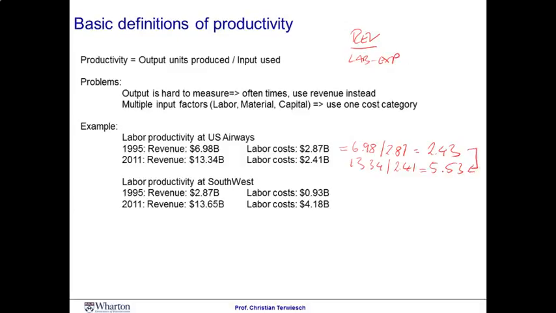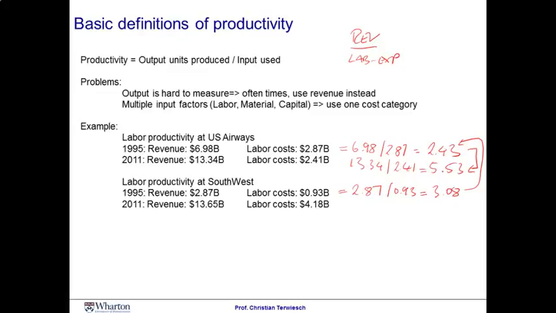The situation at Southwest looks as follows. In 1995, their labor productivity was given by $2.87 billion in revenue divided by $0.93 billion for labor expenses equals 3.08 as a labor productivity. You see here that this was a significantly higher number than US Airways had at that time.